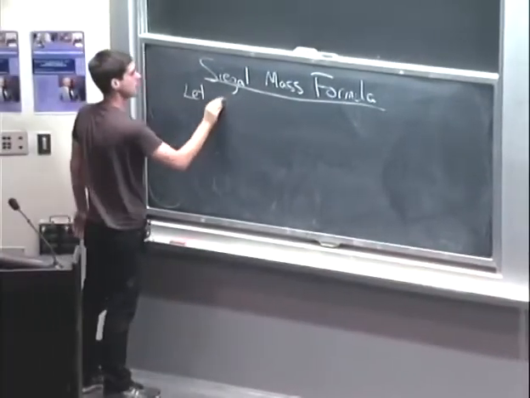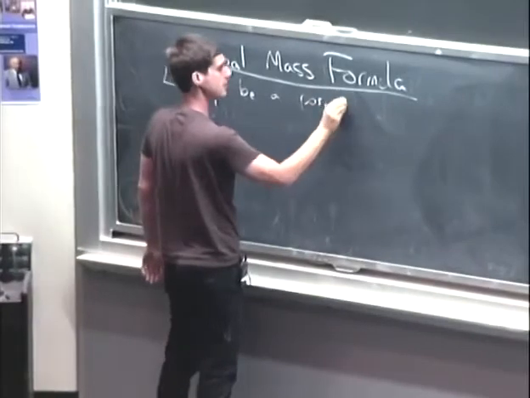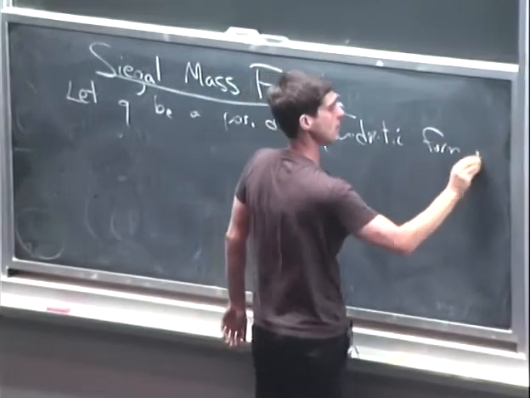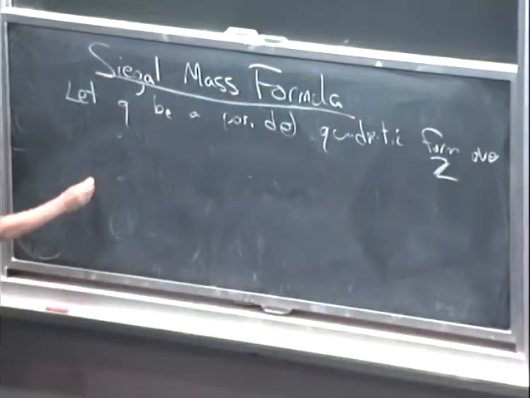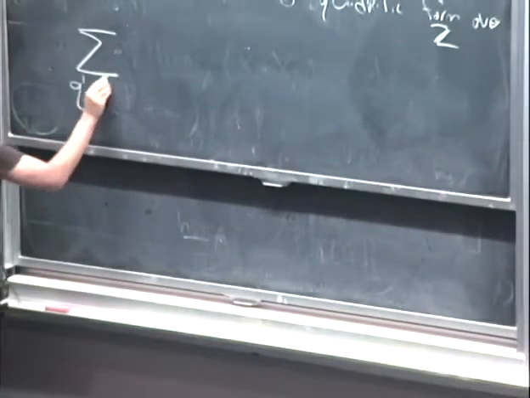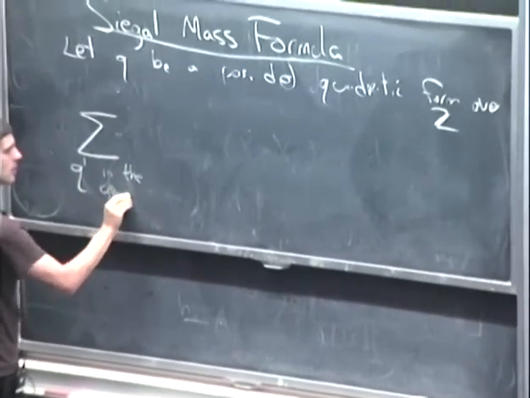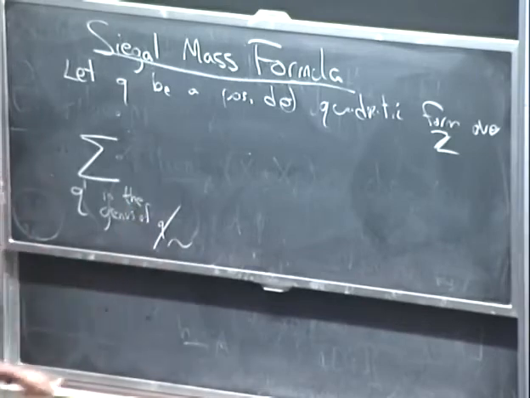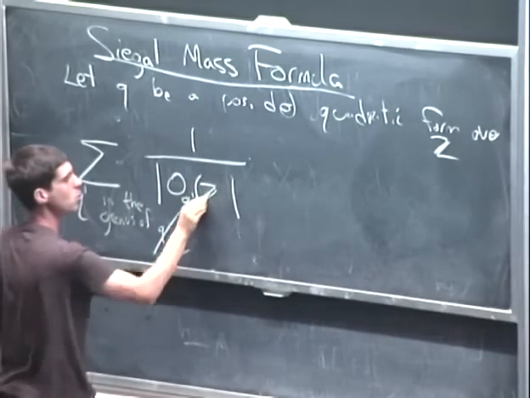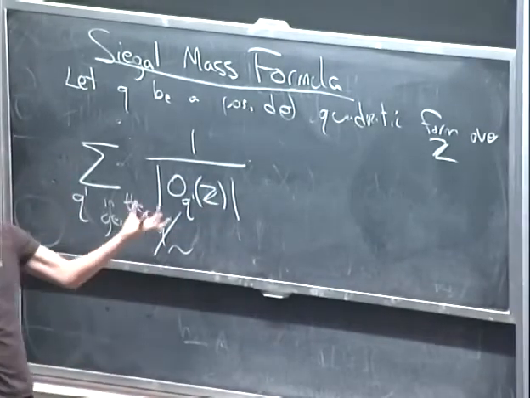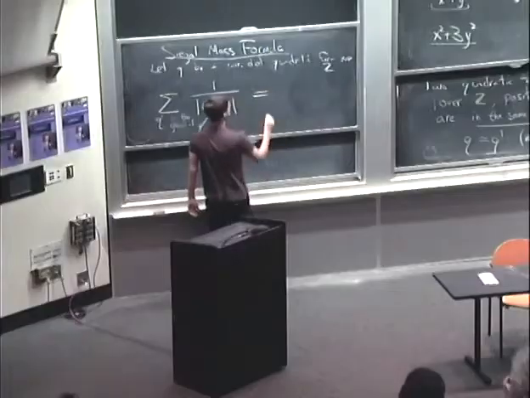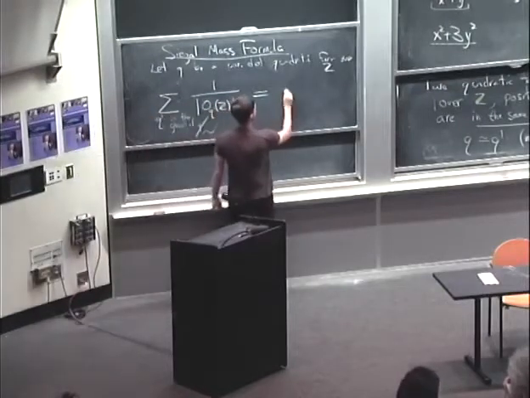So let Q be a positive definite quadratic form over Z. Well, you take the sum over all Q prime in the genus of Q, up to equivalence, of 1 over the size of that automorphism group, 1 over the cardinality of that finite group, which preserves the quadratic form Q prime. And the Siegel mass formula tells you that this sum is equal to something else.